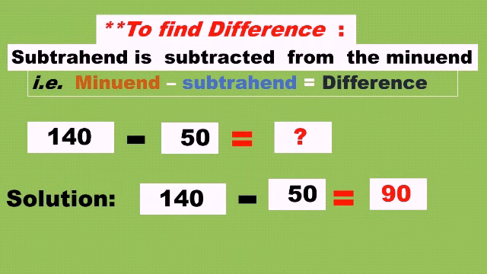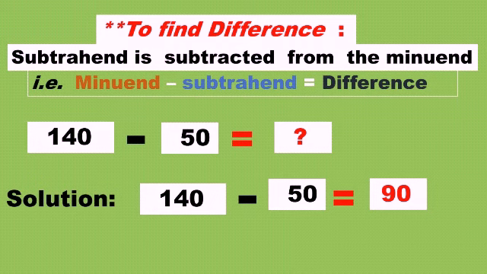Now we are going to learn how to find the difference. You know that the result of subtraction is called the difference. So subtraction means you have to subtract. That means if minuend and subtrahend are present, then you have to subtract the subtrahend from the minuend. Subtrahend is subtracted from the minuend. So just check the example.